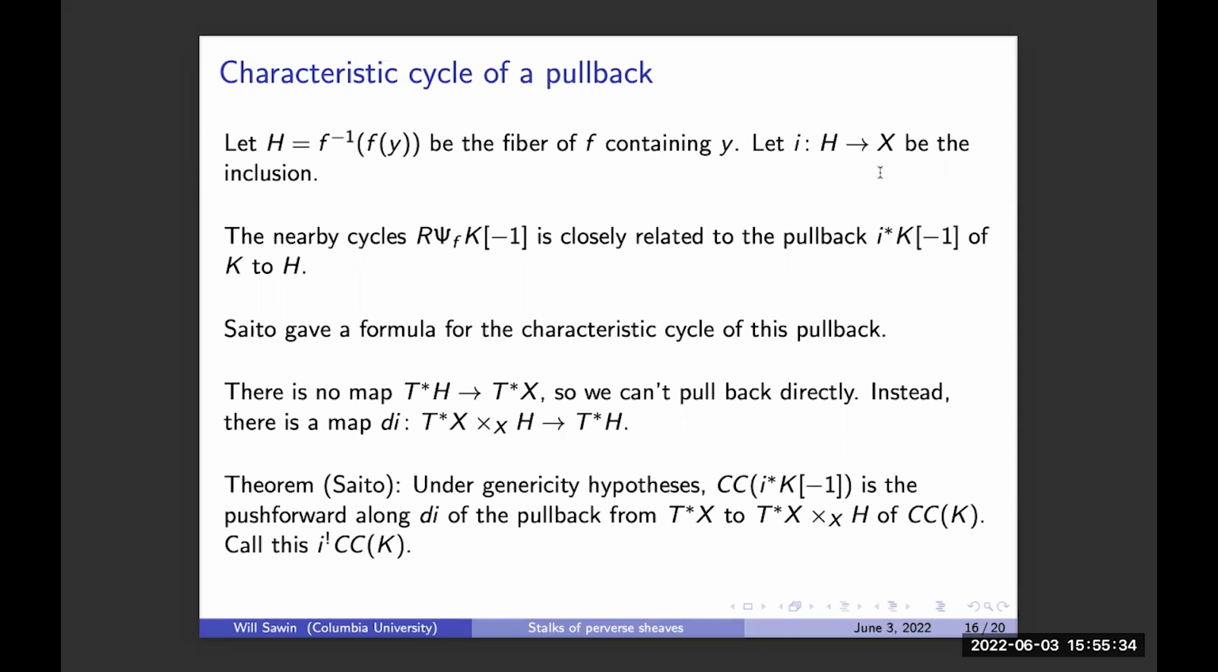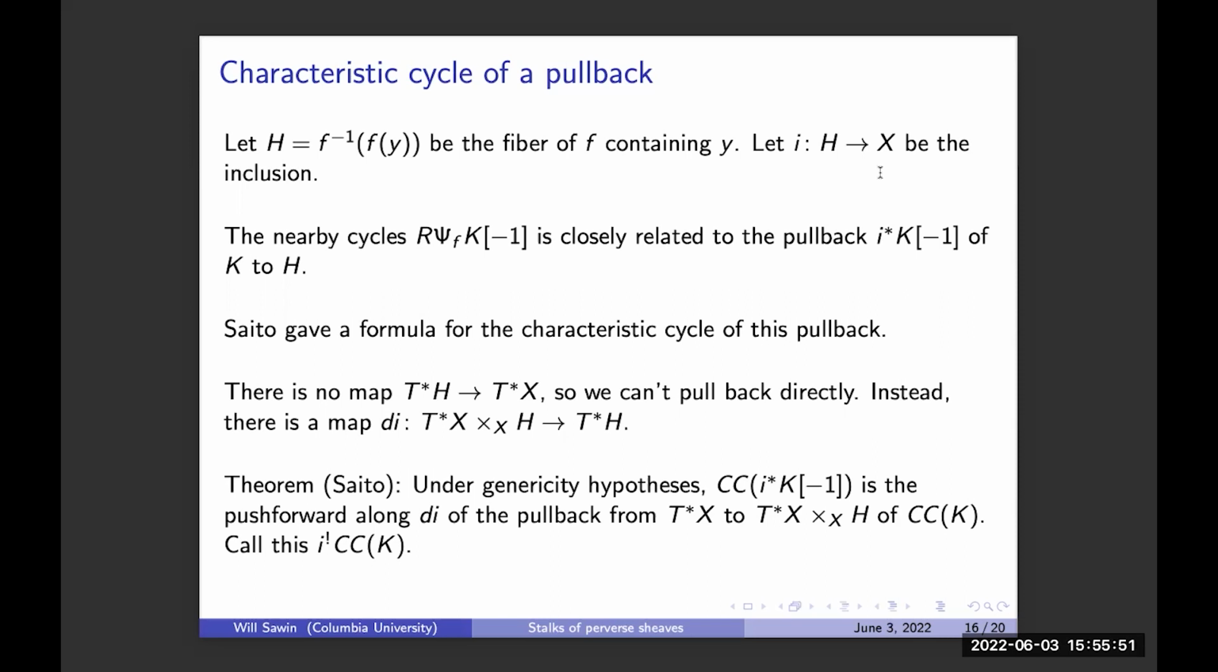And the nearby cycles is going to be related to the pullback by a vanishing cycles long exact sequence. So it's helpful to understand the pullback first. And luckily, this is something that has already been worked out. So Saito has a formula for the characteristic cycle of the pullback.